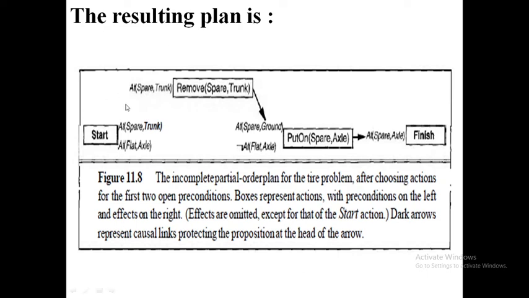So can you satisfy this with only these two actions in partial order planning? No. Why? There is no connectivity. If you want to put the spare on the axle, first we have to remove the flat from the axle. But we didn't specify this. So this is an incomplete plan, an incomplete partial order plan for the tire problem.